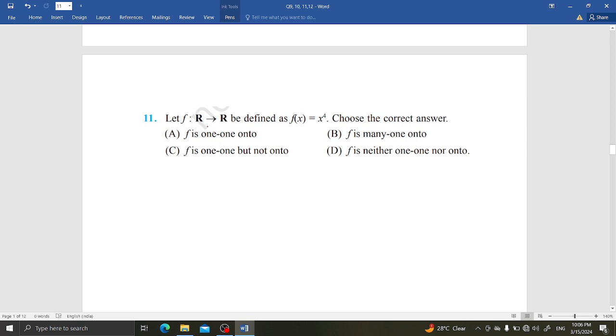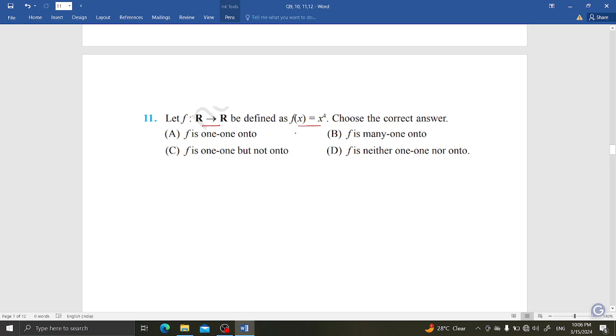The function is defined from R to R, f of x equal to x raised to the power 4. Choose the correct answer. We need to tell which one is correct. A: f is one-one and onto, that is, f is bijective. B: f is many-one and onto. C: f is one-one but not onto. D: f is neither one-one nor onto.